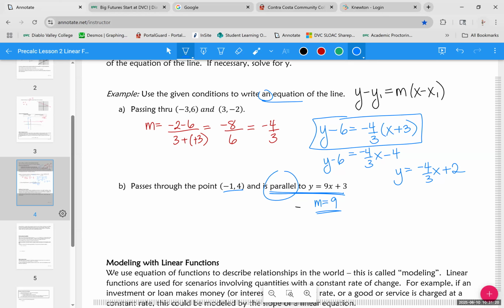So now I have y minus the y coordinate of the point equals slope times x minus the x coordinate. And again, this would be perfectly reasonable, or I could solve it for y if the directions informed me that that's what I needed to do.